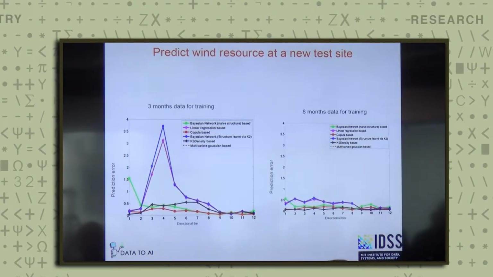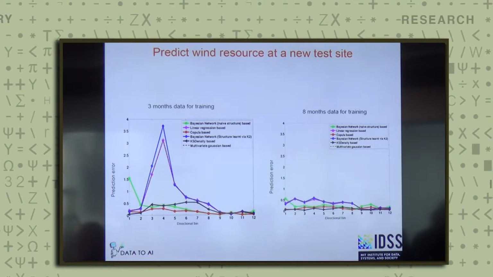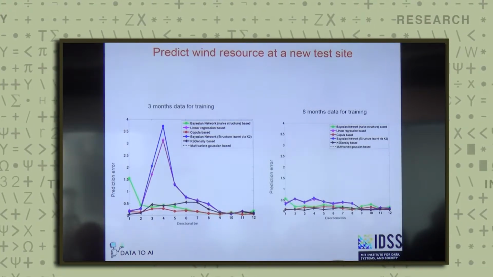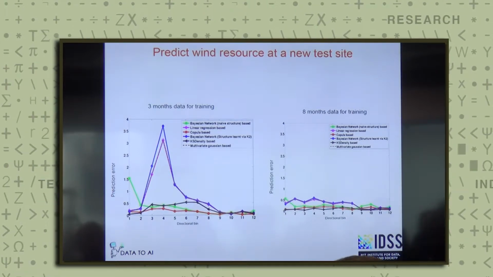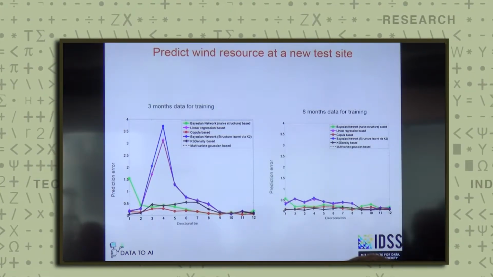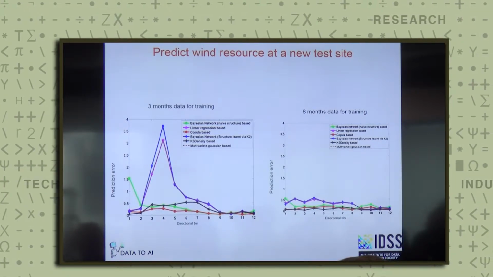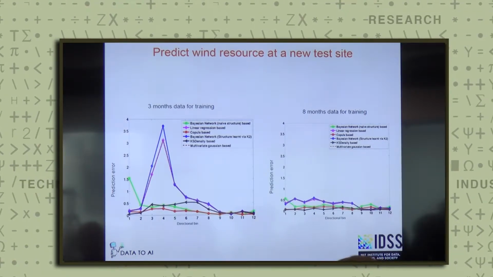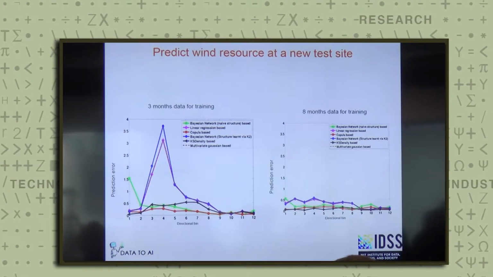This is just a plot where the y-axis shows how good our predictions were. The x-axis is for each directional bin, so we actually bin the data for each sector. There are 12 sectors, so we bin the data every 30 degrees. Then for each bin, we build a separate model, and this is the test of how well we do along different bins.